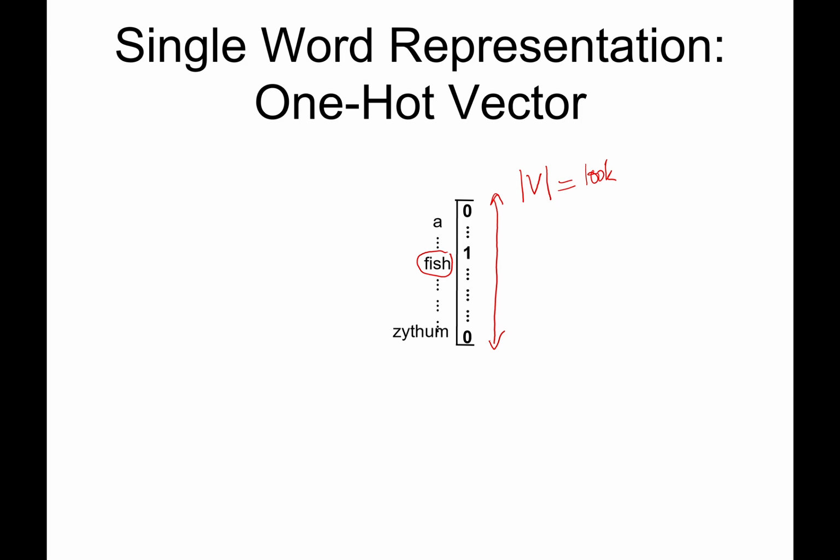Okay, now I want to represent the word fish. In order to do that, I'm going to create a vector of 100k entries, and then all of them are going to have 0 as a value, except for the index corresponding to fish, in which I'm going to put 1, which is why it's called one hot vector. All right, what is the problem with that? Or what are the problems that we have encountered so far in the course?